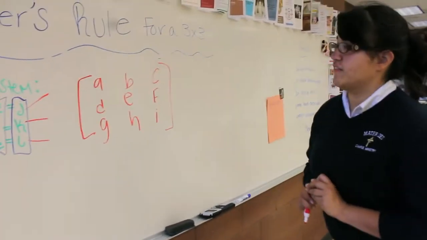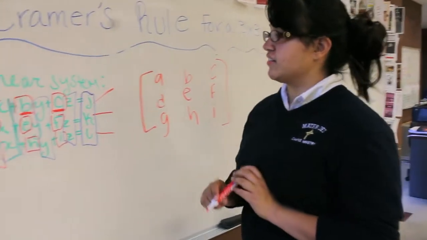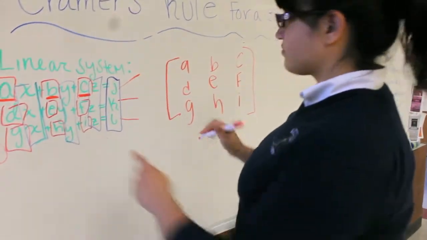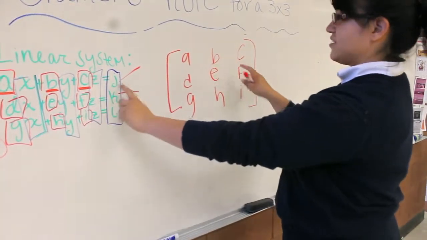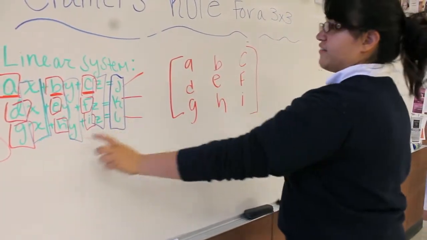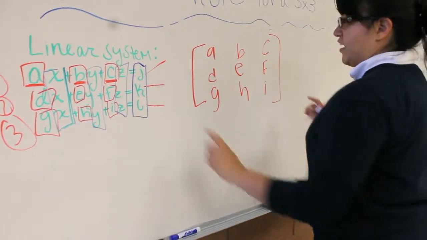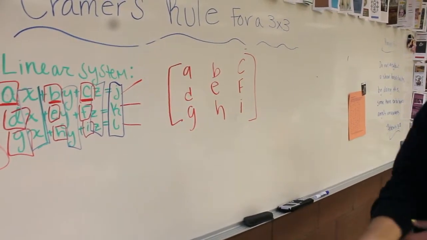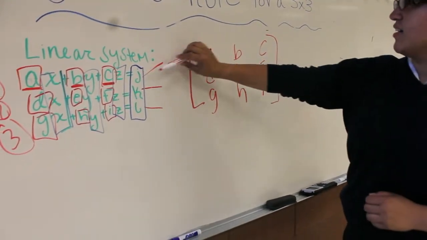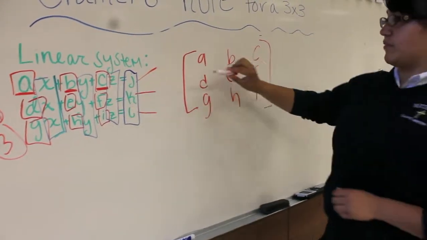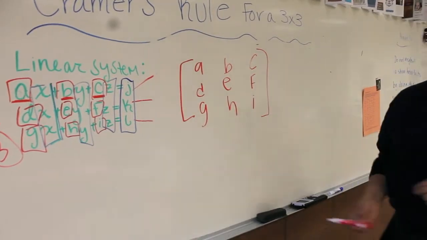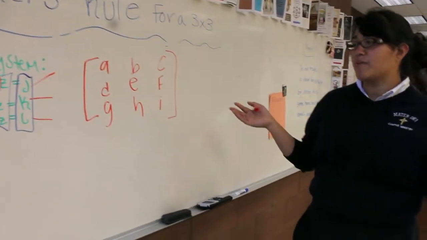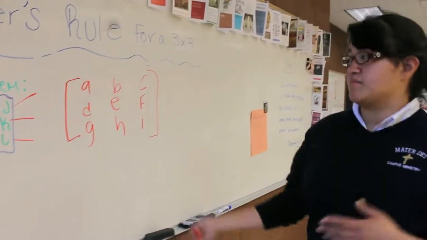So here we have our first matrix using the numbers from our linear system. Here we have A, B, C, D, E, F, G, H, and I. Each row and column is according to the linear system. So the first problem is the first row, the second problem is the second row, and the third problem is the third row. And in order to even start our problem, we have to find the determinant of this matrix.